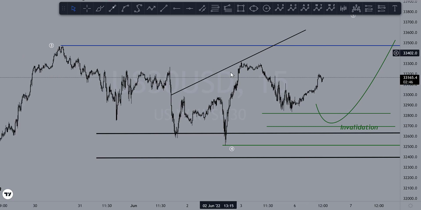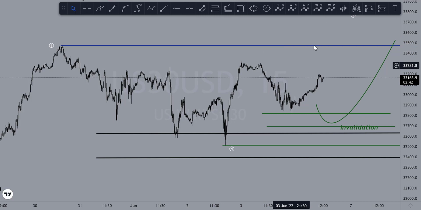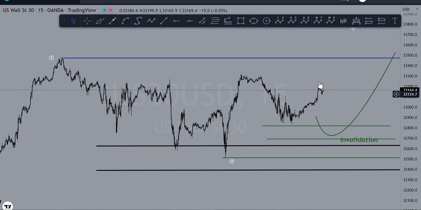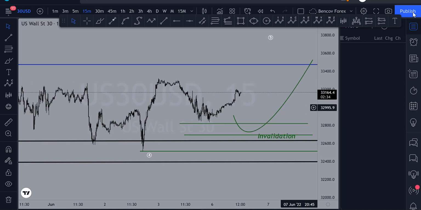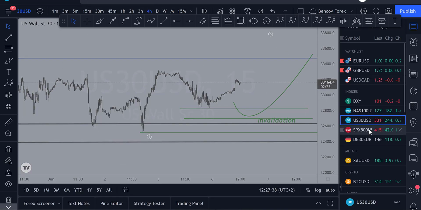Well, this works, ladies and gentlemen. If you want, you can try it in your charts and see how price has been performing and how you can make use of that. Let's now move on to look at the next pair. We are now looking at S&P 500. Let's look at S&P 500 and see how it has been performing.